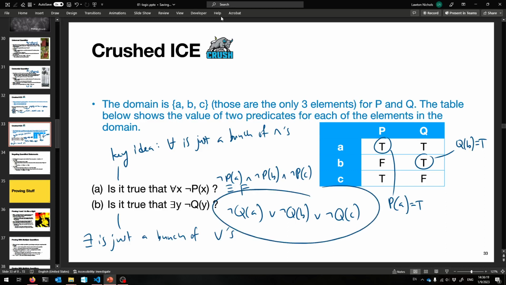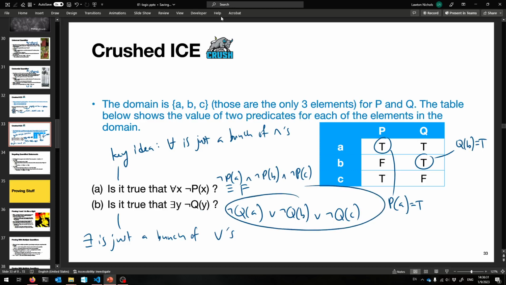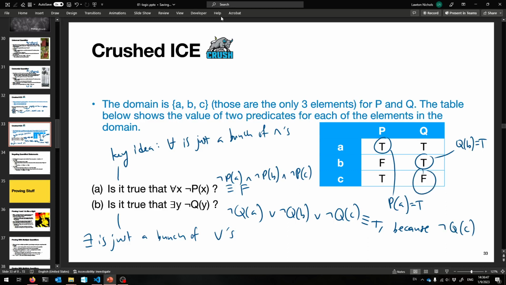And so it's just one. We're just picking out one. There exists some y such that not q of y is true. So it could have been anybody. Just OR them together, and the result is that. All right? And so this is a true statement because not q of c down there is true. This is equivalent to true because not q of c is a true statement, right? See, it's false there.